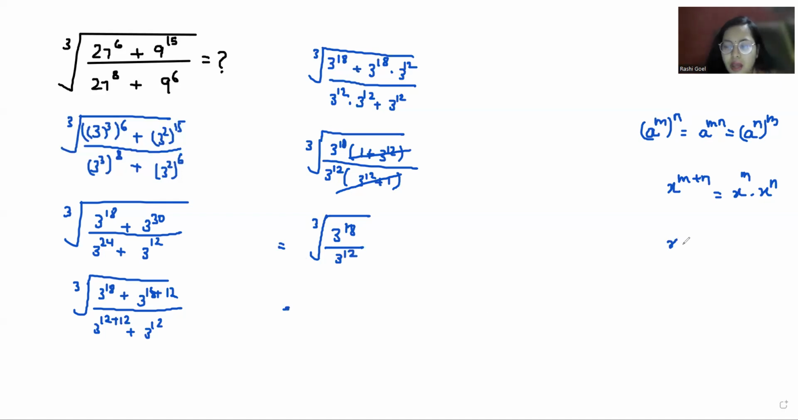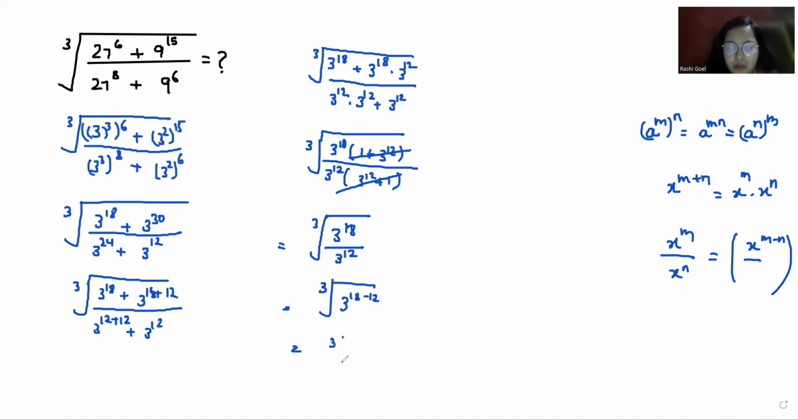According to the exponent rule, x power m by x power n, we can write it as x power m minus n. So cube root of 3 power 18 minus 12, so cube root of 3 power 6. According to the exponent rule, nth root of a, we can write it as a power 1 by n. So 3 power 6 times 1 by 3. We can cancel out, it gives 2, which is 3 square, that is 9.